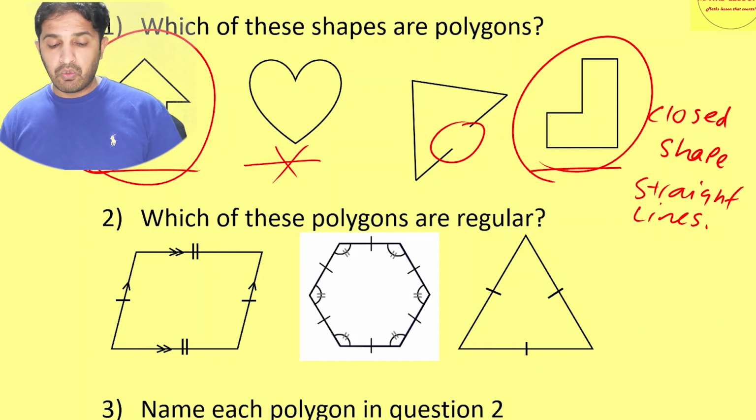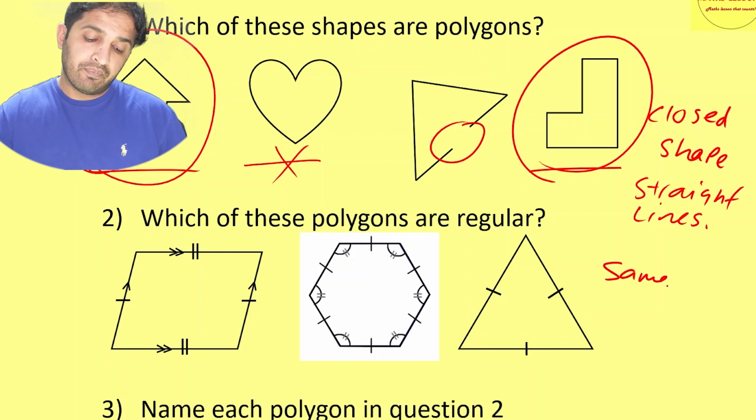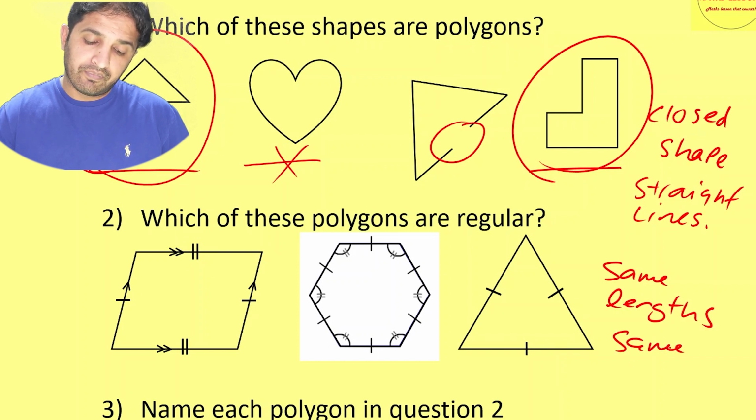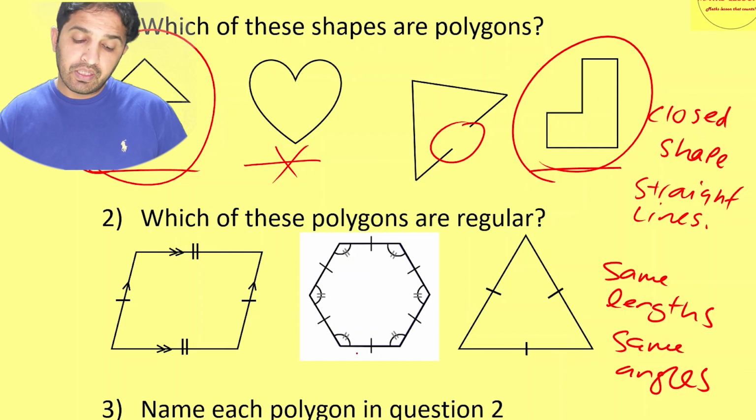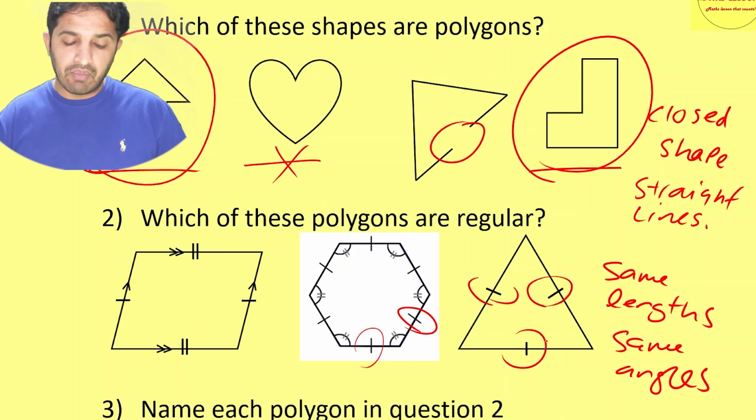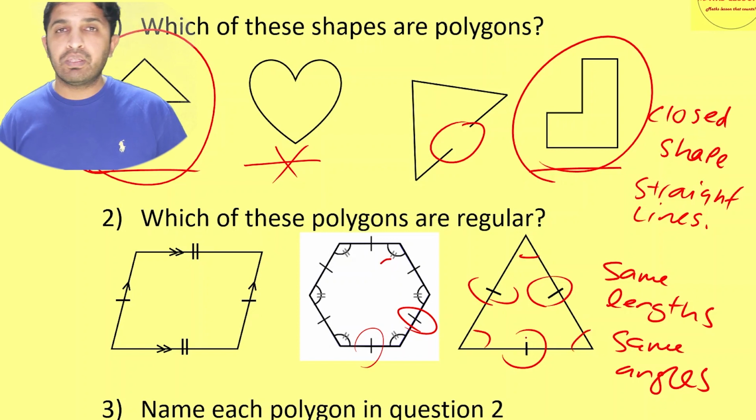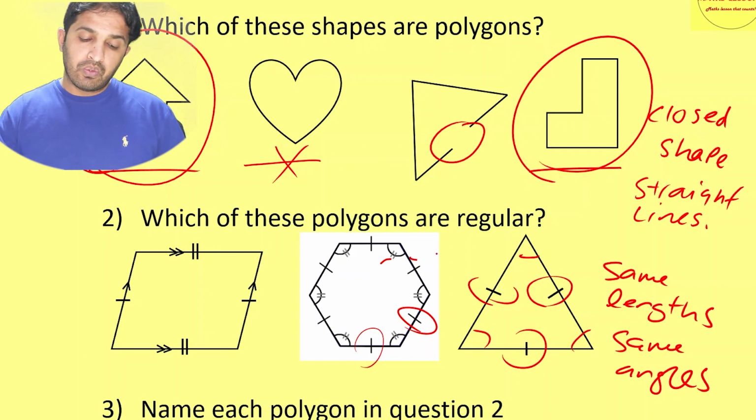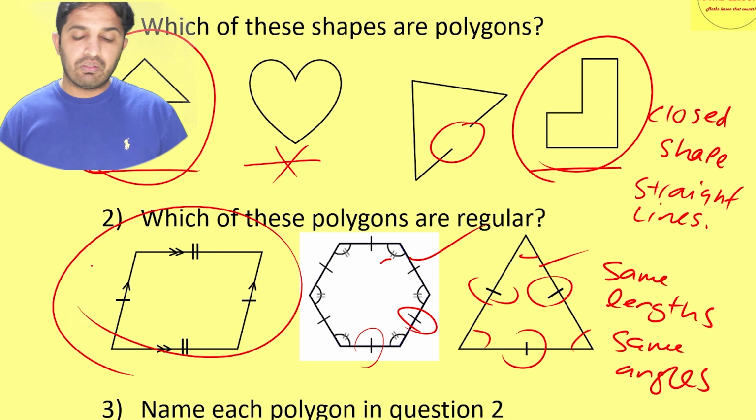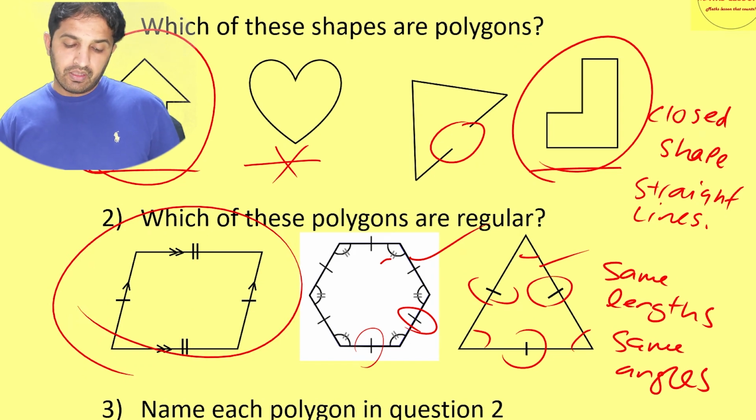Then we need to know what a regular polygon is. A regular polygon has sides of the same length and the same angles. In this one here, all 6 sides are the same length, and you can see from these symbols here. These 3 lengths are exactly the same, but we also need to have the same angles. So these angles are the same as well. In the equilateral triangle, all 3 angles are going to be 60 degrees as well. So these 2 are regular polygons. This one is not a regular polygon. That's a parallelogram, hexagon, and equilateral triangle.